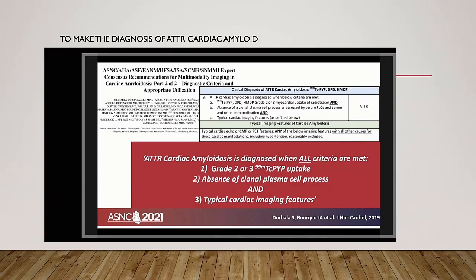Therefore, cardiac amyloidosis, the ATTR variant, can be diagnosed when all criteria are met. One, grade 2 or 3 pyrophosphate uptake, absence of clonal plasma cell process, and typical cardiac imaging features. And in this instance, this was illustrated by the transthoracic echocardiogram, but may also be seen on cardiac MR or cardiac PET.